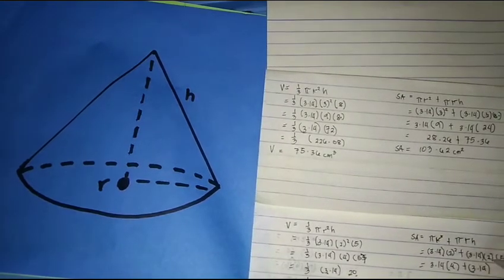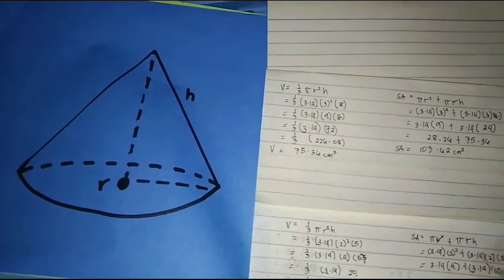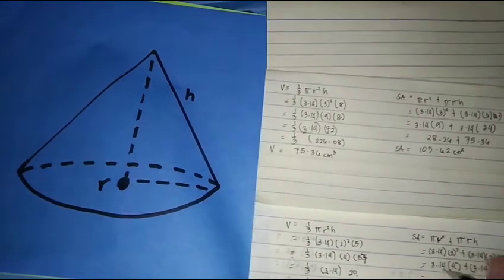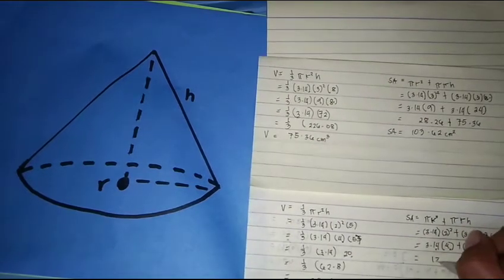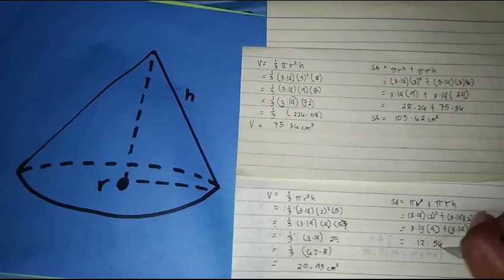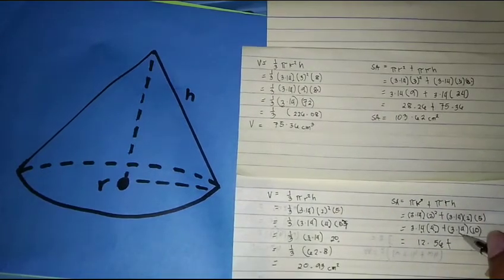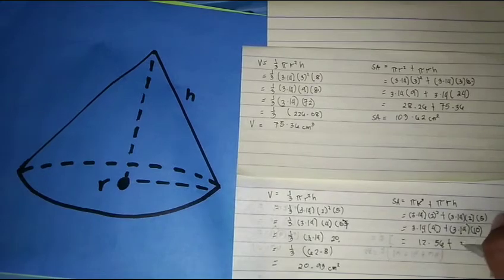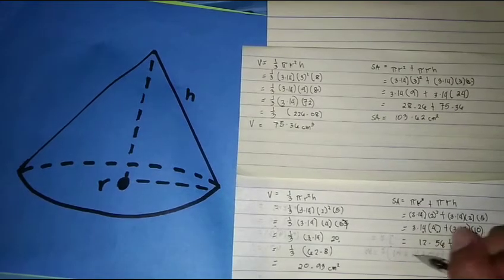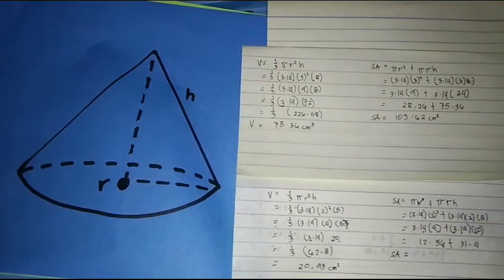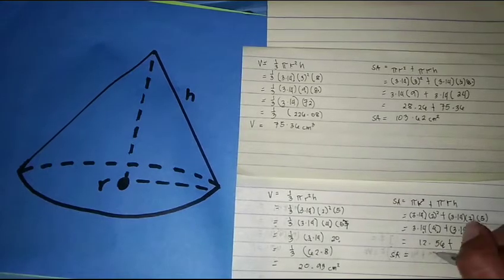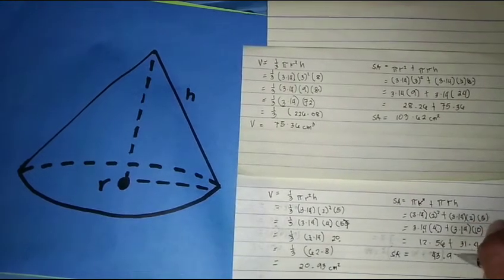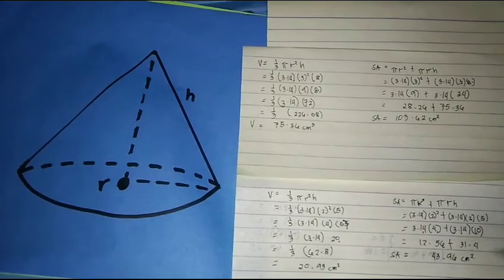The product of 2 times 5 is 10. Multiply the 3.14 to the 4 to get the product of 12.56. Multiply the 3.14 to the 10 to get the product of 31.4. And then to get the exact value of its surface area, add the 12.56 and 31.4 to get the exact value of 43.96 centimeter squared.